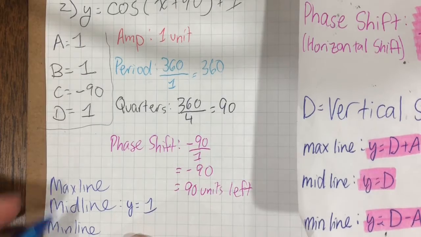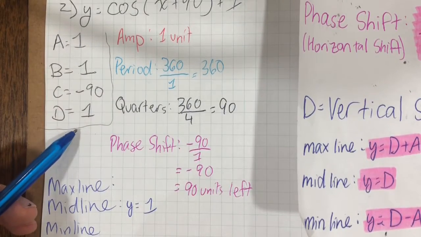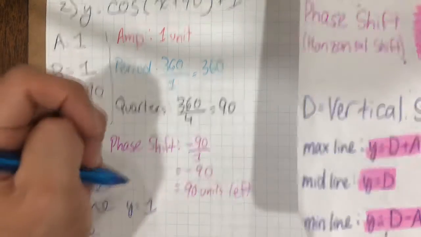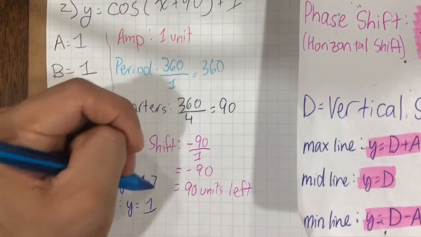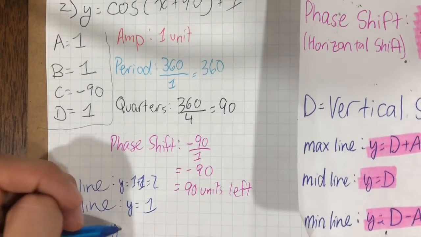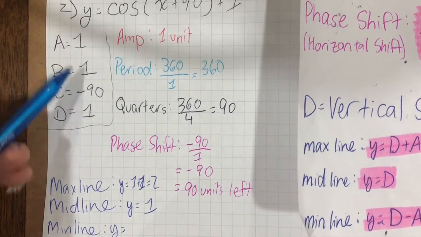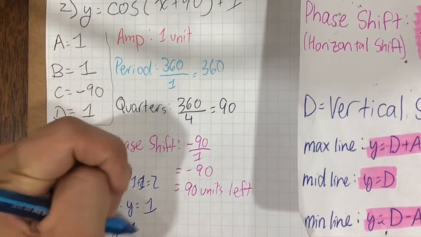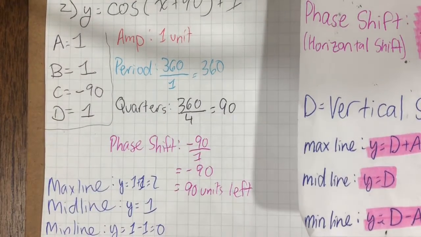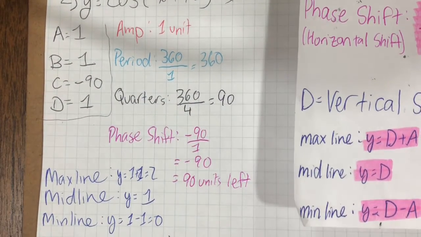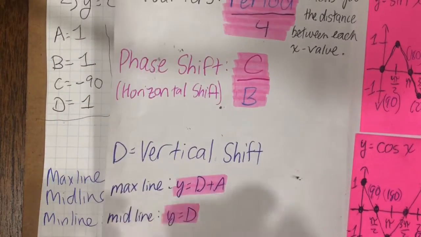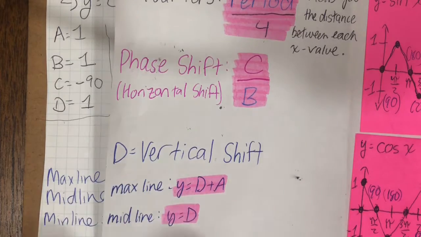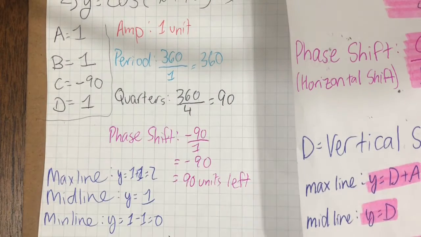Then for the max line, I take my value for D and add it to A. So 1 plus 1, so y is going to equal 2. And then for my min line, I subtract the 2 numbers. So 1 minus 1 equals 0. So I have all those 3 lines, and each of the points from the original cosine graph are going to shift 1 unit up for the vertical shift. Okay, so we can go ahead and make our graph for number 2.